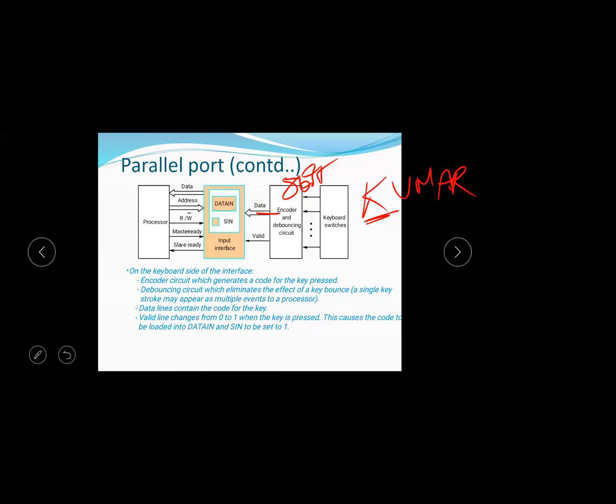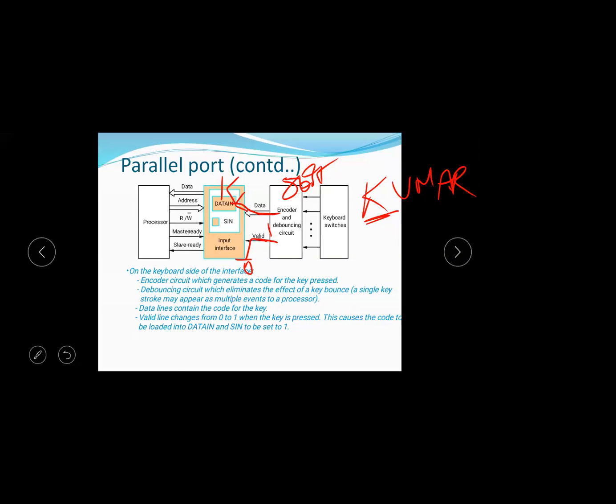And when a character is pressed in the keyboard, the valid signal line goes from 0 to 1. Then the 8-bit data is transmitted to the data in register through the data lines, and the 8-bit ASCII code is transmitted to the data in register. Okay.